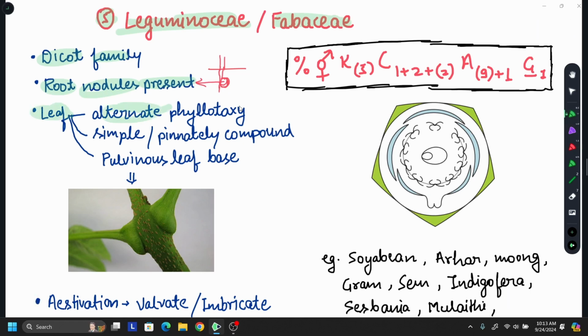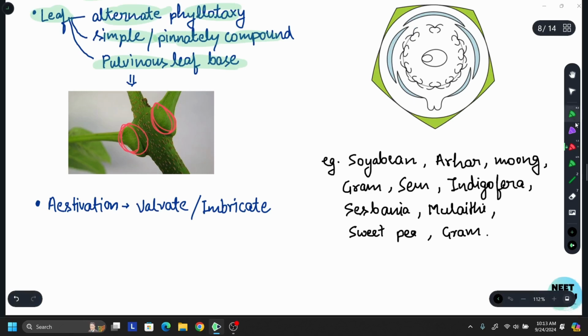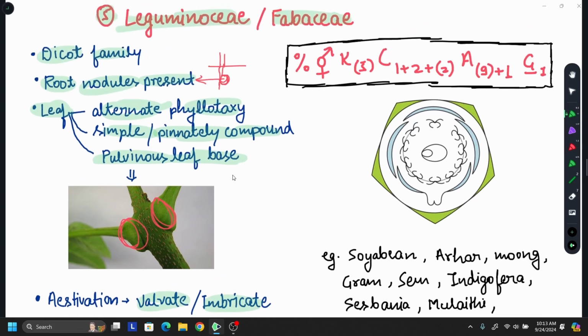Leaf has alternate phyllotaxy, simple or pinnate compound leaf, and pulvinate leaf base. What is pulvinate? The pulvinate leaf base we have already studied. The leaf base is swollen. So this swollen leaf base is called a pulvinate leaf base. Coming to aestivation, vexillary or imbricate aestivation can be seen in the family.